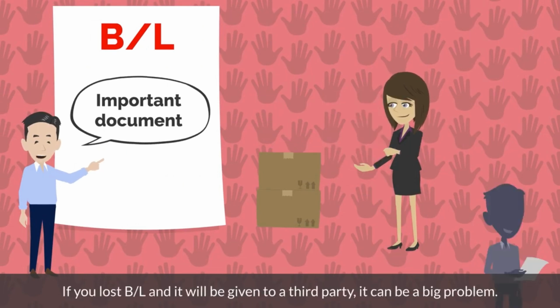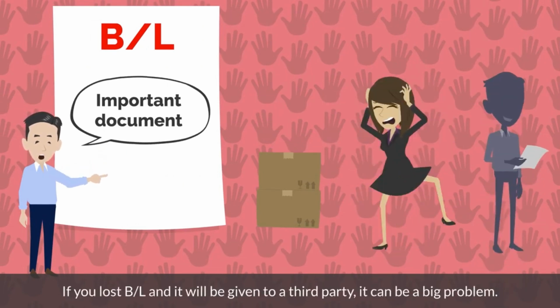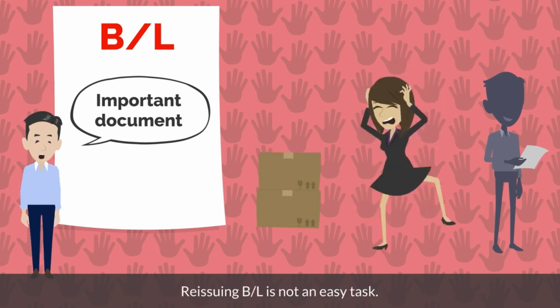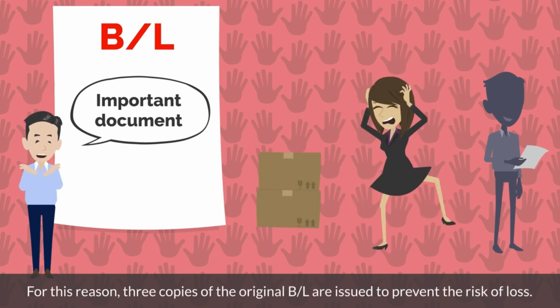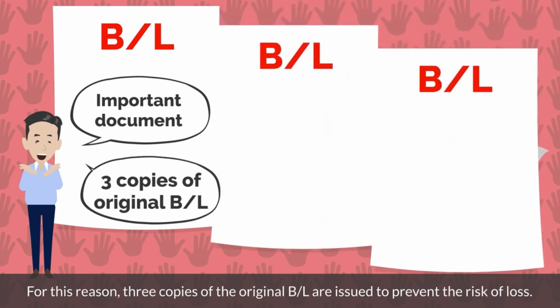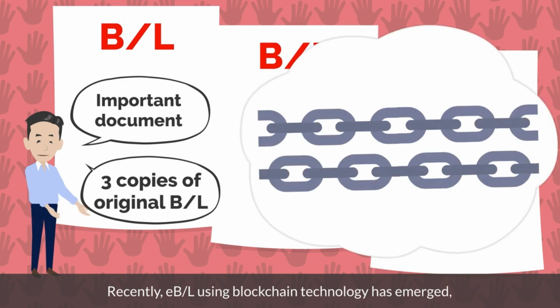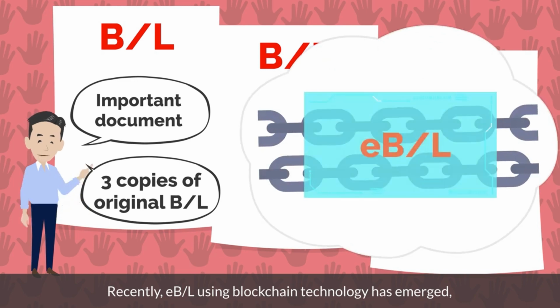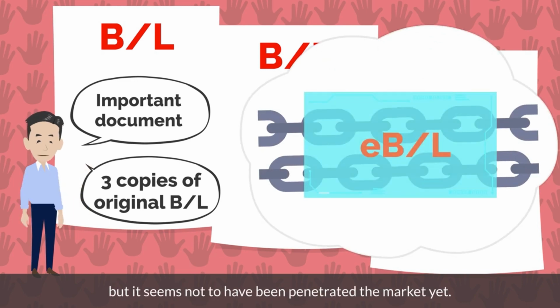If you lose BL and it is given to a third party, it can be a big problem. Reissuing BL is not an easy task. For this reason, 3 copies of the original BL are issued to prevent the risk of loss. Recently, EBL using blockchain technology has emerged, but it seems not to have penetrated the market yet.